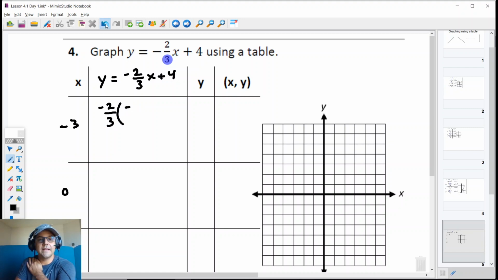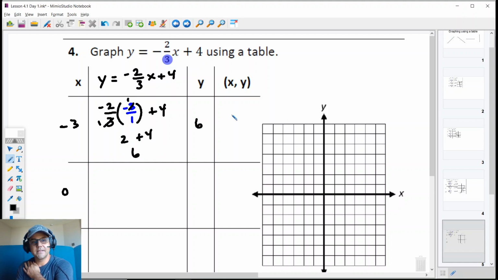Oops, we'll do that with a different color. Add 4. Again, I'm taking my x value, which I identified to be -3, substituting, and cross-canceling. Negative multiplied by negative is +2. Add 4 gives me a nice 6, so -3, 6. 0, the easiest one again, -2/3 times 0 is 0, add 4.